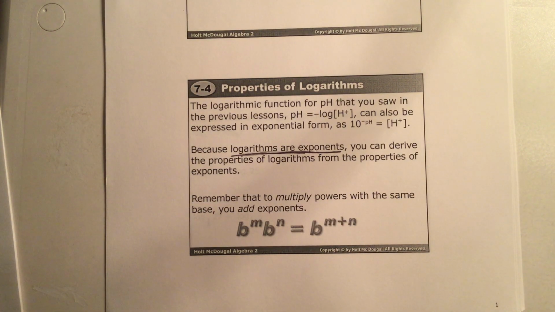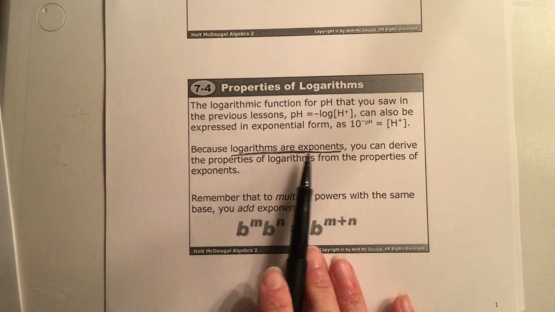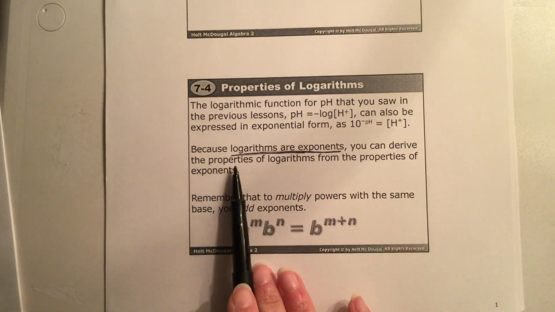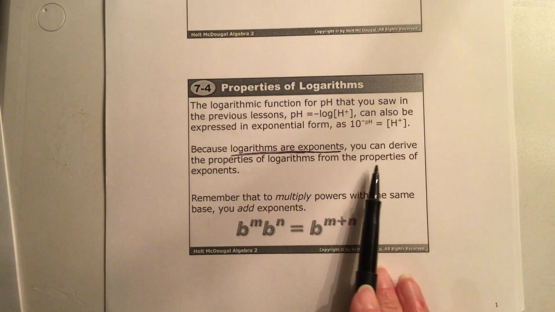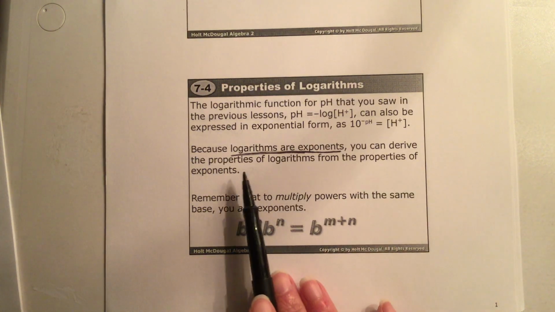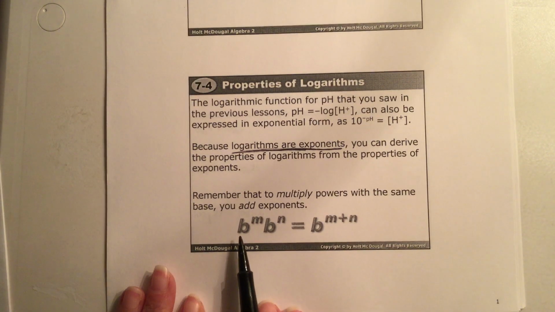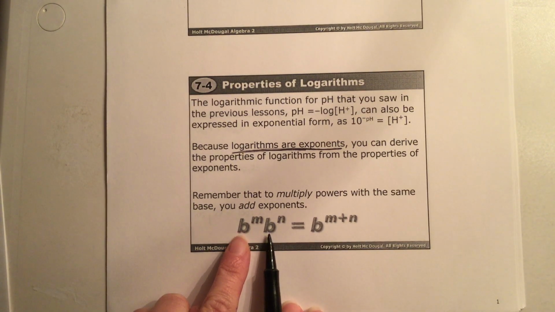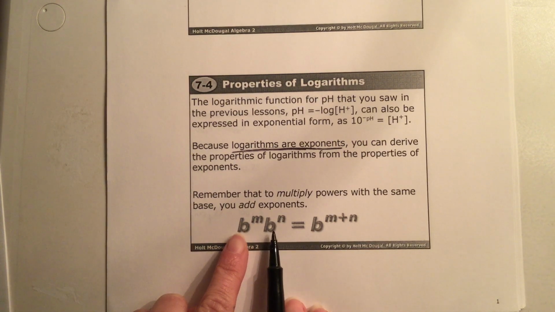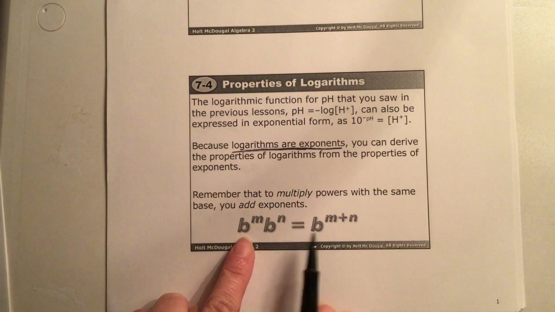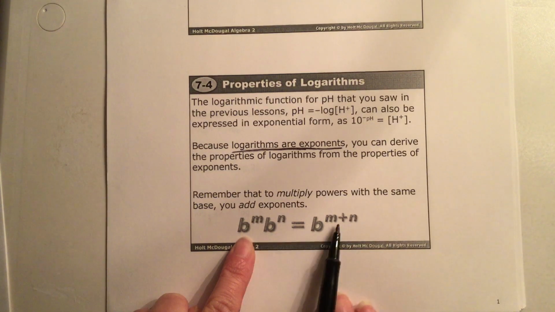Okay, today we're going to specifically be looking at the properties, and because logarithms are exponents, you can derive the properties of logarithms from the properties of exponents, and you already know those because we studied those a lot at the beginning of the year. Okay, so remember, if you have the same base and you are multiplying, multiplication goes with addition. So what you do is you write the base once and you add the two exponents together.